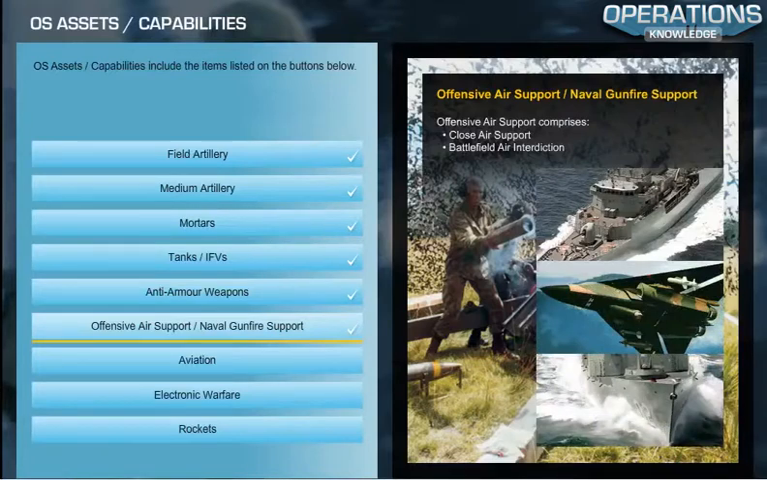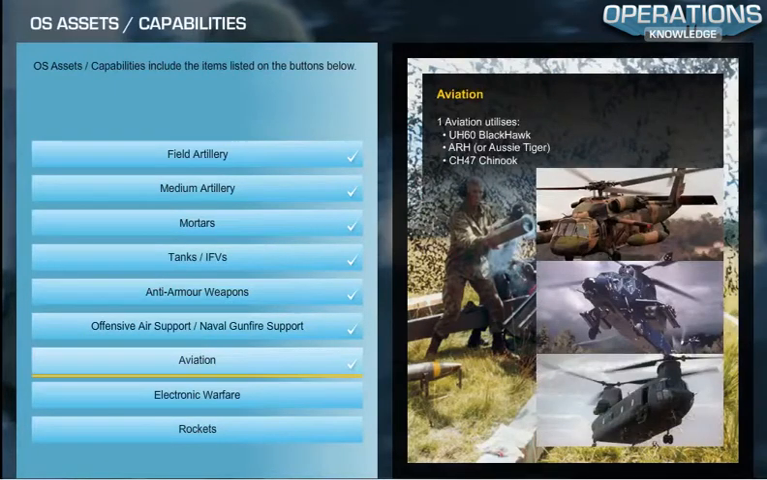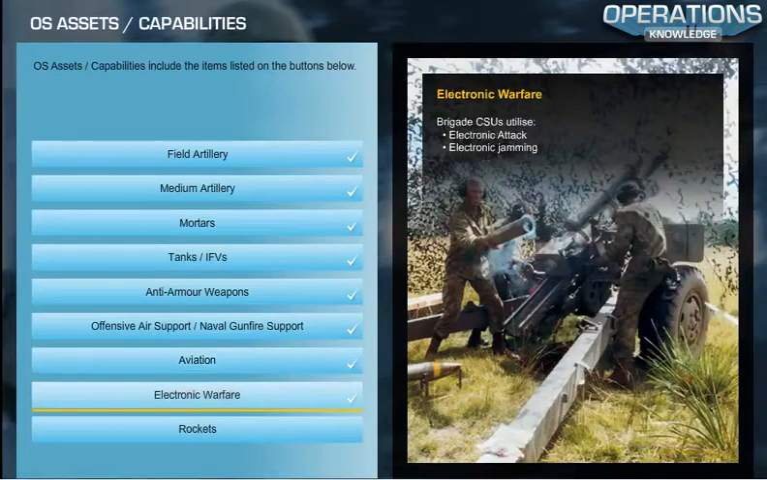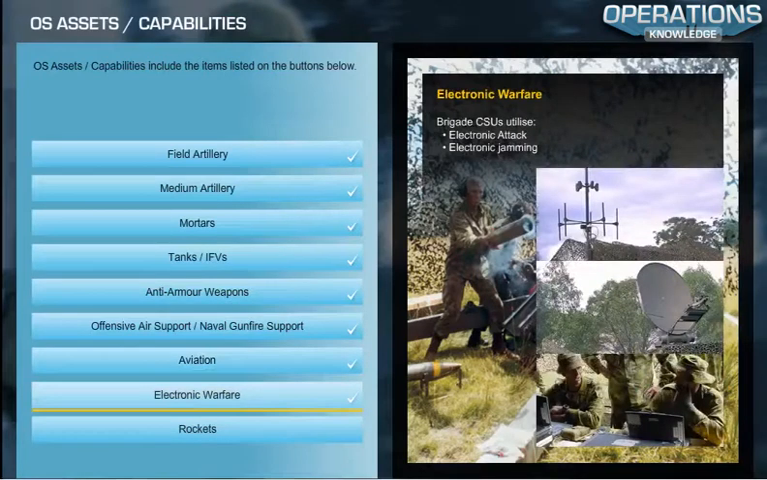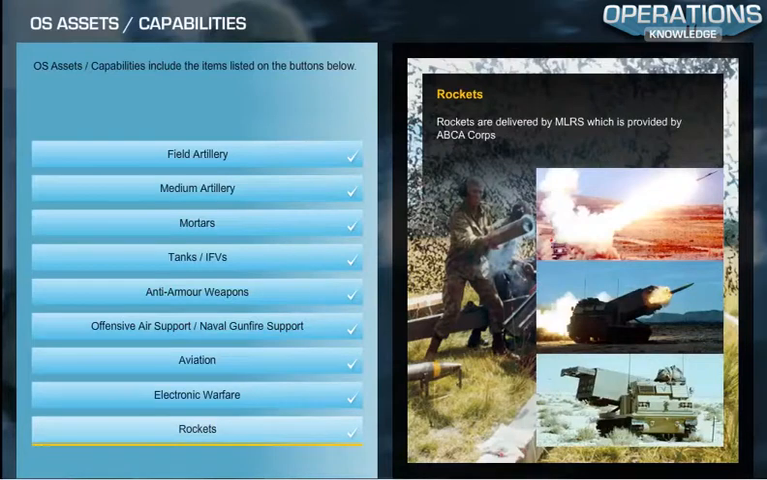Offensive air support comprises close air support, which is air allocated in support of the close battle, and battlefield air interdiction, which is air allocated to target in depth to shape the battlefield. Aviation within the Anzac Division is vested within 1 aviation regiment, and includes the UH-60 Black Hawk, ARH or Aussie Tiger, and CH-47 Chinook. Electronic warfare comprises electronic attack and electronic jamming, which is vested within the Anzac Division's brigade CSUs. Rockets are delivered by MLRS, normally allocated in support of Anzac Division by ABCA Corps.